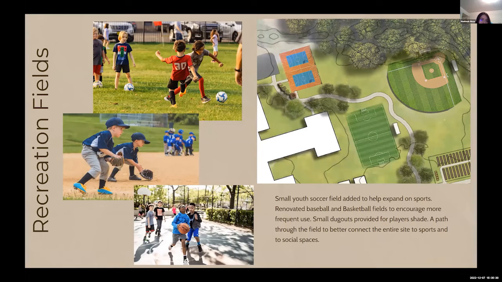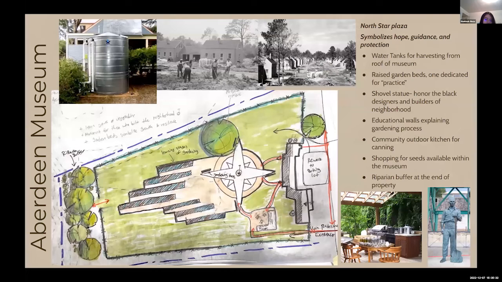And then we have the Aberdeen Museum on the other side of the block. This is mostly just a small design to better help improve attendance to the museum and help people learn more about gardening in itself. It's a small North Star Plaza, which symbolizes hope, guidance, and protection. I think that summarizes the neighborhood fairly well.